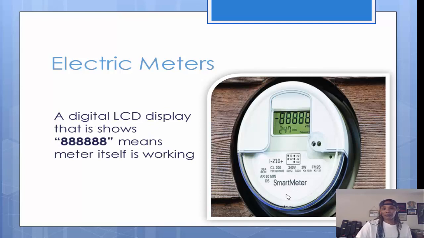All right, another smart meter, when you see a display that says 88888, that just means that the meter is working itself. That really doesn't tell you much, and you never want to photograph 88888, or however many eights it has. You actually want to photograph the actual numbers that pop up after that, because it basically shows the usage.